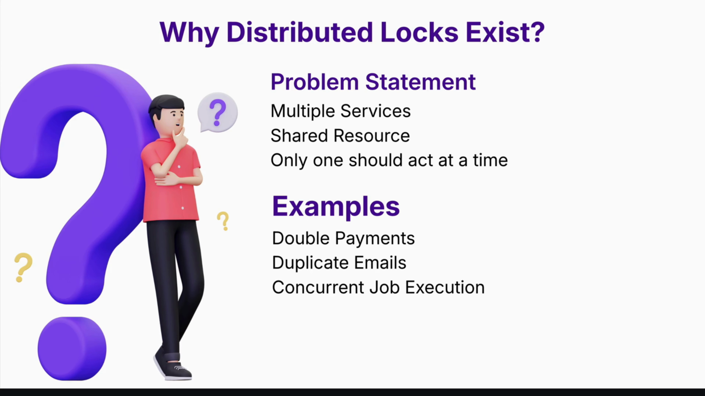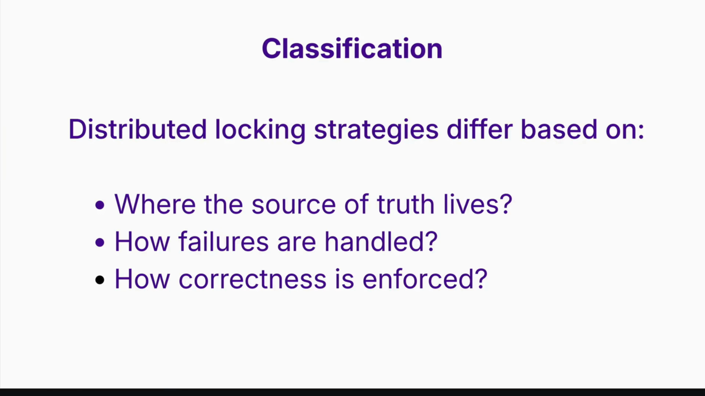That's why we have multiple locking strategies, and there is a common classification which helps to define them. One, where the source of truth lives, because it's distributed locking, so who owns the lock? And in case of failure, how is it handled, as well as how we will ensure there are no stale writes and there is data correctness.